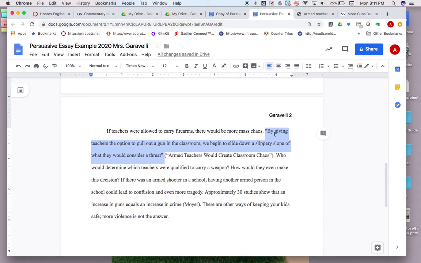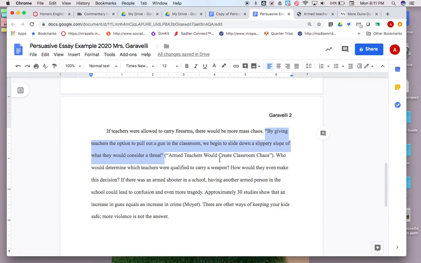I said, by giving teachers the option to pull out a gun in the classroom, we begin to slide down a slippery slope of what they would consider a threat. Okay, I really liked that quote because it helped me to talk about how it would cause more mass chaos, because if they thought anything was a threat, and it might not even be a threat, they could pull out their gun, and it goes on and on. So since I quoted it word for word, I put it in quotation marks.